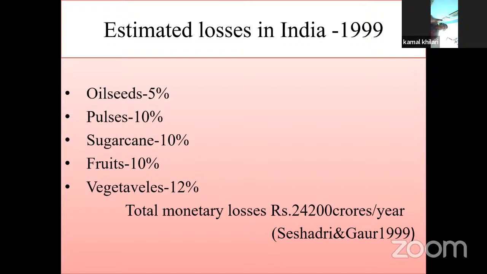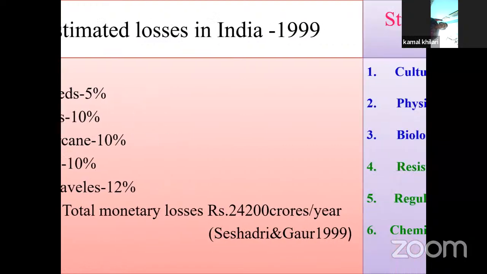And this is the loss caused by the different nematodes. In oilseed, the nematode may cause 5% loss, in pulses there may be loss up to 10%, in sugarcane 10%, fruit 10%, and vegetables 12%. So this is the loss caused by nematode infestation in different crops.